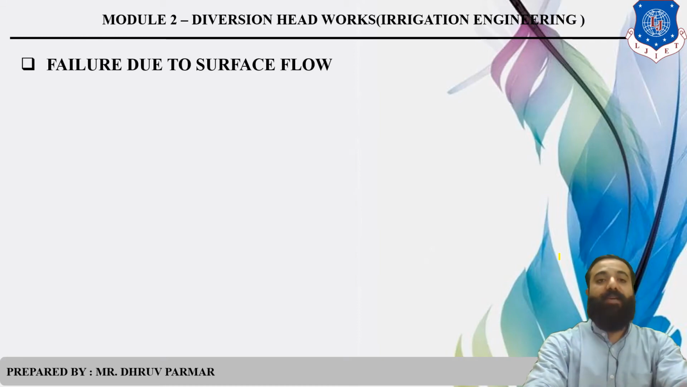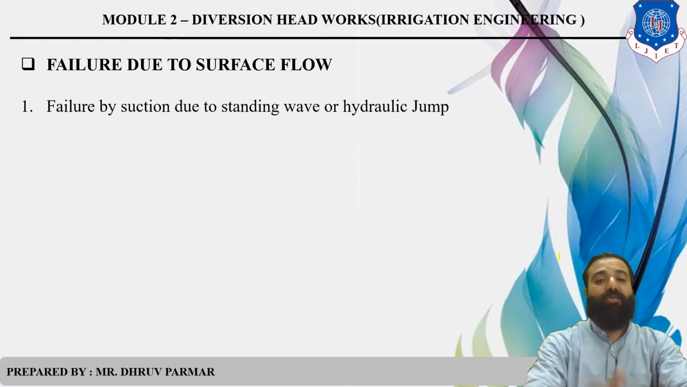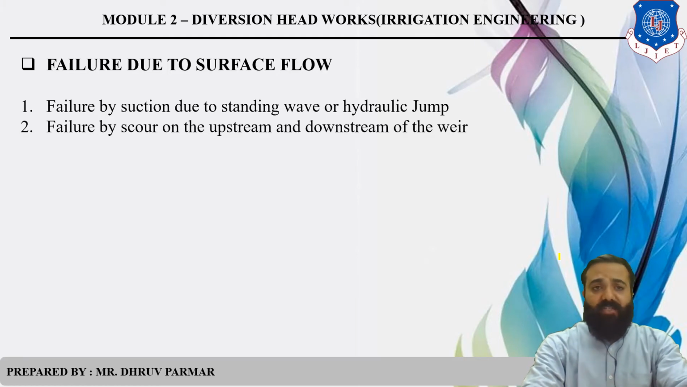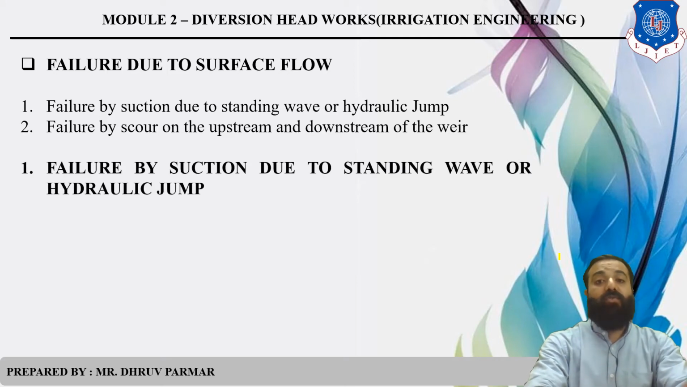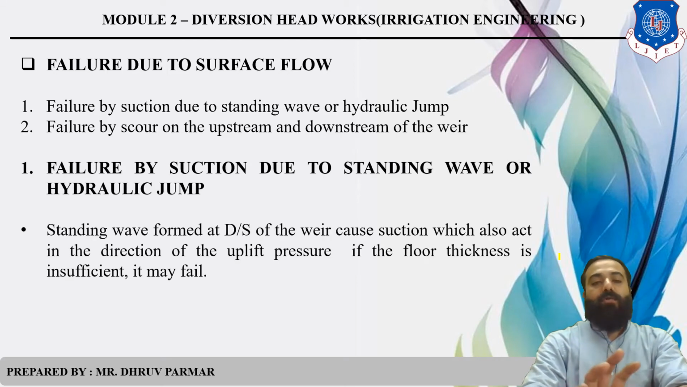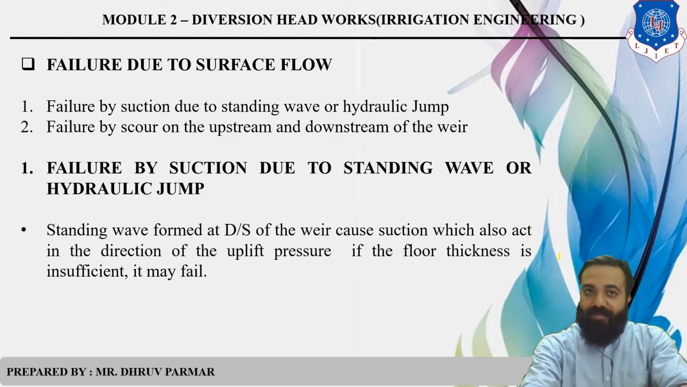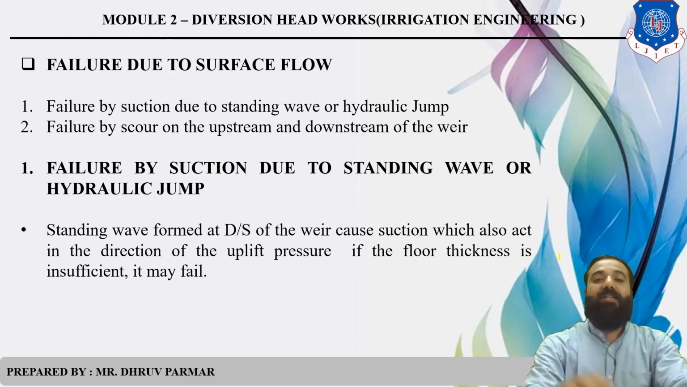The second one: failure due to surface flow. Again, there are two conditions: failure by suction due to standing wave, or we can say hydraulic jump, and failures that occur on the upstream and downstream side of the river or weir. First, due to standing wave or hydraulic jump: the standing wave formed at the downstream side of the weir causes suction, which also acts in the direction of uplift force. So if the floor thickness is insufficient, it may fail. Standing wave may always occur on the downstream side of the weir. Due to this, uplift pressure is increased.